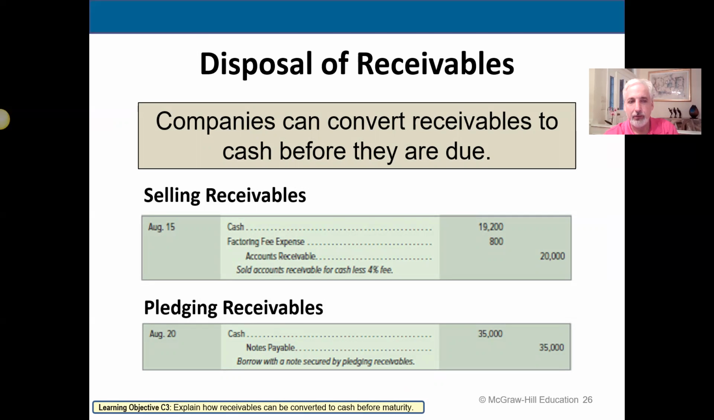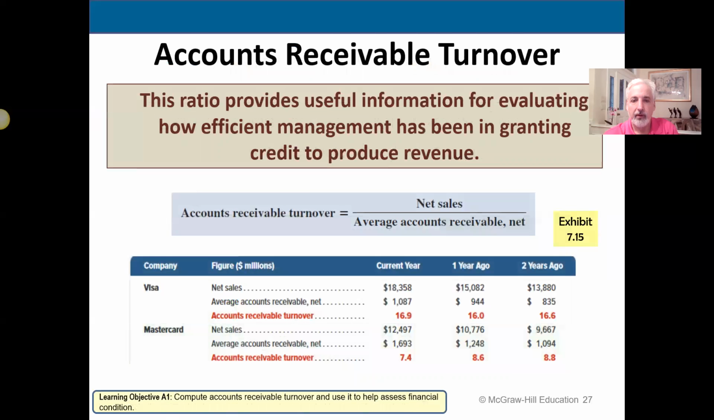I can't pay my employees with receivables. I can't pay my rent with receivables. I can't pay my suppliers with receivables. I need the cash. So I might just have to factor my receivables, sell my receivables, sign over rights.